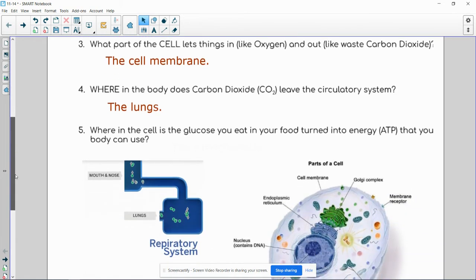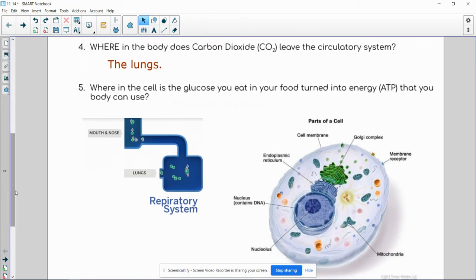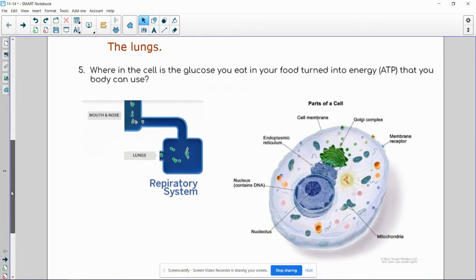And then on number 5 for our review, where in the cell is the glucose that you eat in your food turned into energy, or ATP? So that's that equation we talked about.